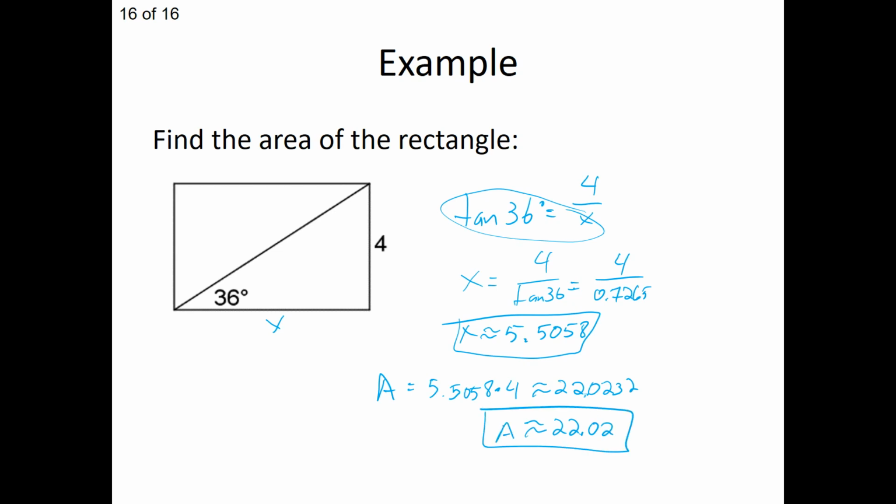So again, only a small portion of the rectangles on your assignment will you not be able to give me an exact answer. You're going to have to give me an approximation such as this one. However, most of them, you will be able to give me an exact answer.